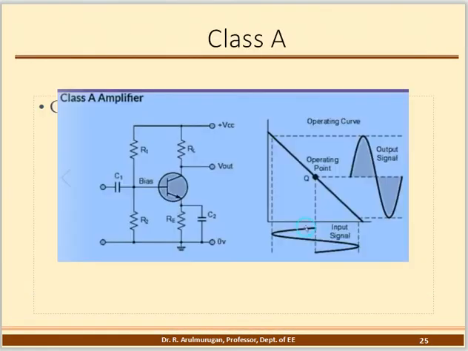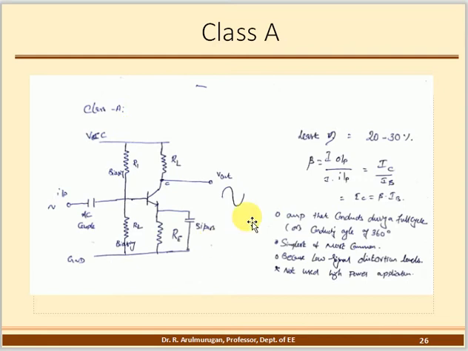So this is a simple diagram of the class A amplifier, where we are talking about the BJT: base, collector, emitter. Common emitter, okay. Here is the output terminal, and the emitter is the ground. With respect to the ground, you can take the output, and the input terminal with respect to the ground as well. The base side is the input side. You use two biasing resistances. RL, okay, here is the source with respect to that, you connect the RL. This is the load resistance.